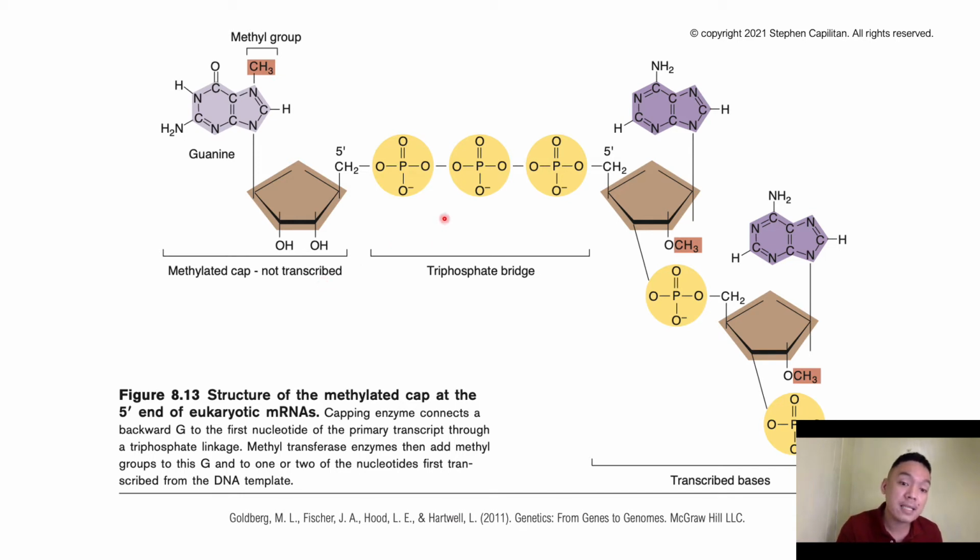So this capping enzyme connects the backward G to the first nucleotide of the primary transcript through a triphosphate bridge. Methyl transferase enzymes will add methyl groups to this G and to one or two of the first nucleotides transcribed from your DNA template.